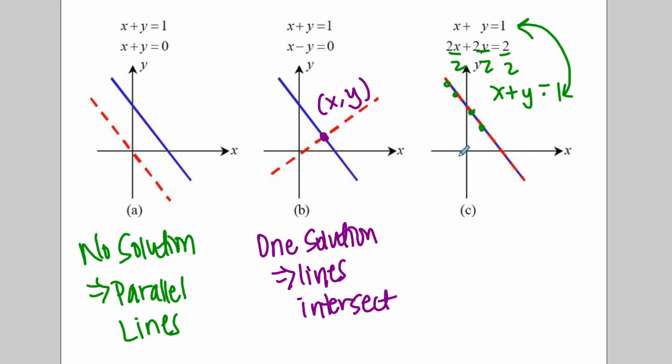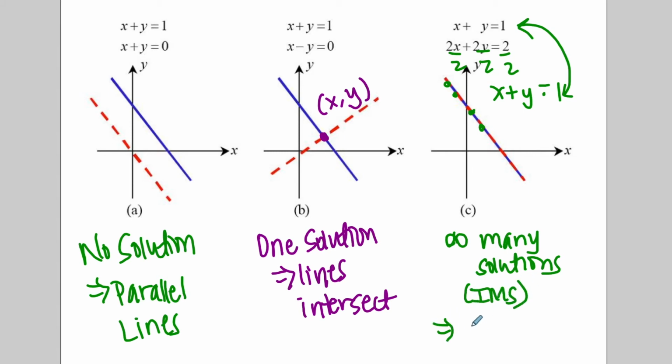So there are infinitely many solutions. You can write IMS, infinitely many solutions. And what is happening there is you have the same lines graphed on top of each other. Okay. So that is graphically what is going on.